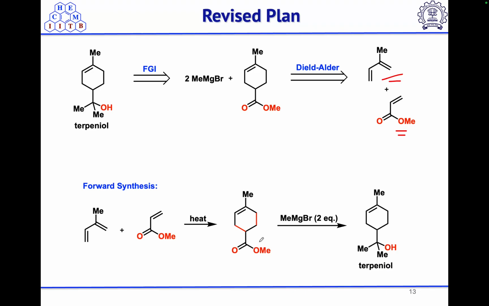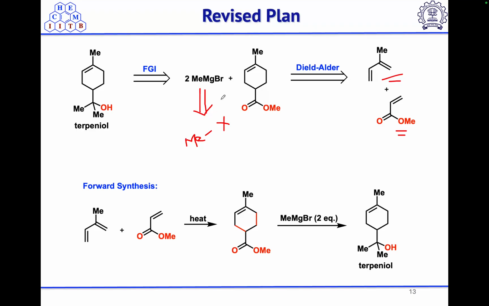You have to convert this ester to a tertiary alcohol. You can easily do this by treating the ester with two equivalents of methyl magnesium bromide, right? And this methyl magnesium bromide, as you know, can be derived from a methyl halide. Halide basically means bromide or iodide. If you take magnesium turnings in diethyl ether solvent, you will get this methyl magnesium halide.